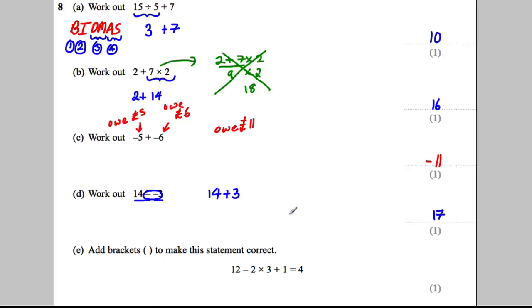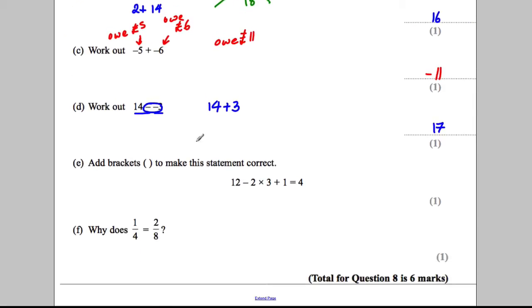Last part E, add brackets to make this statement correct. Well, if you're struggling with a question like this, what I would do is I would write out the question a couple of times. Maybe once here. Okay, and just try each of the possible options. The brackets could go there. And that would give me 10 multiplied by 3, add 1. 10 multiplied by 3 is 30, and I would get 31, which is not equal to 4. So they can't go there.